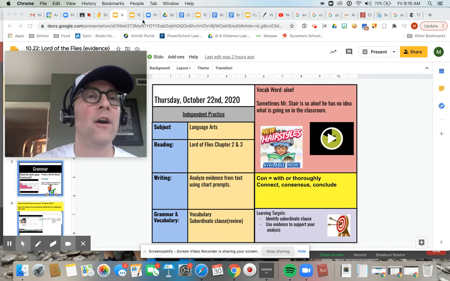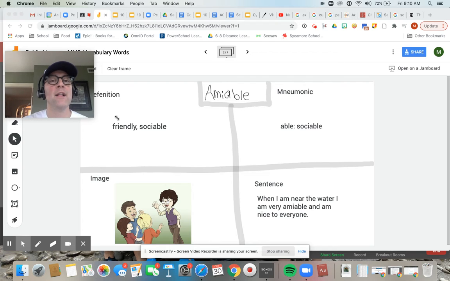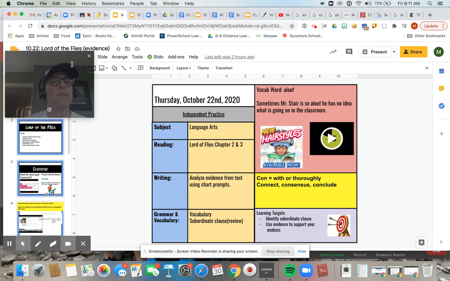And they do these on a Jamboard. So let's take a look at what a Jamboard looks like. This is what they do. They put the word in. They have the definition, the mnemonic device, an image. That's what's nice about Jamboard. It's really easy to copy and paste images, and then a sentence with the word. And so they do these with all of the words, and then I go in and check to make sure that they're using it right. That's the Jamboard and the vocabulary word.